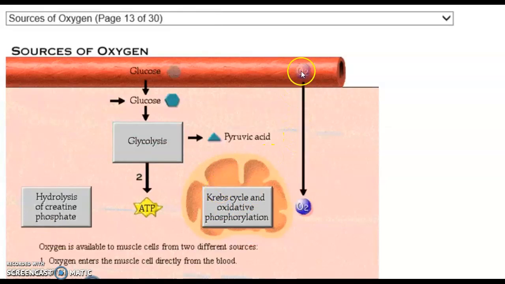Okay, here we see the all-important oxygen coming in from our bloodstream, and now if that oxygen's present, then this pyruvic acid, instead of becoming lactic acid, will go into the mitochondria and go through the next step, the Krebs cycle. Now, just like we had glucose that could either come directly from the blood or be stored as this product called glycogen, we have this really important protein, especially in certain types of muscle fibers, that's called myoglobin.